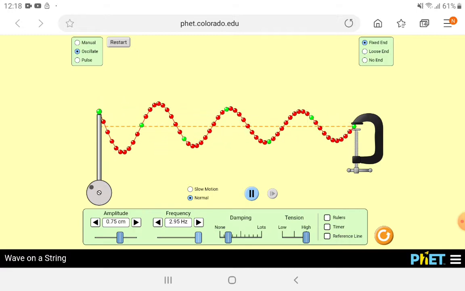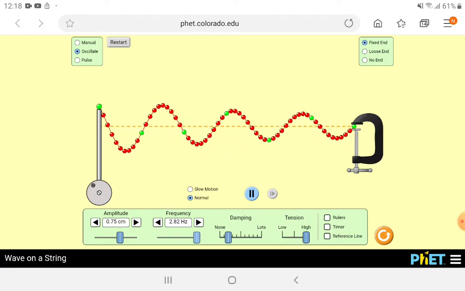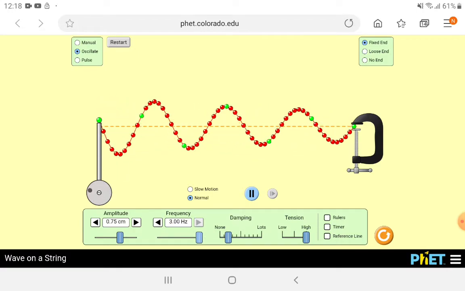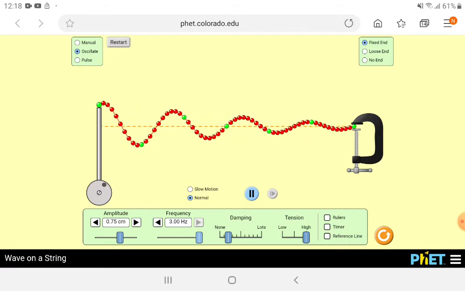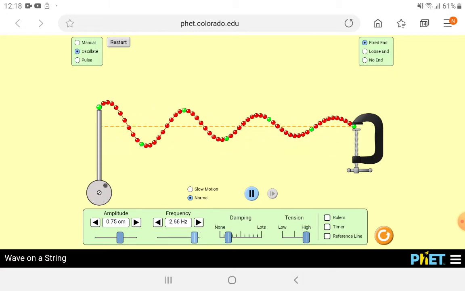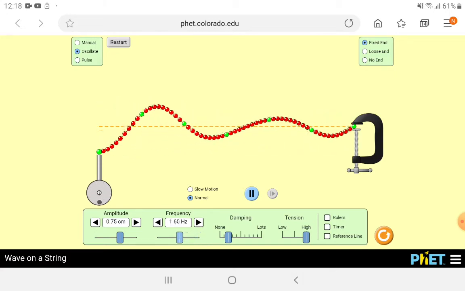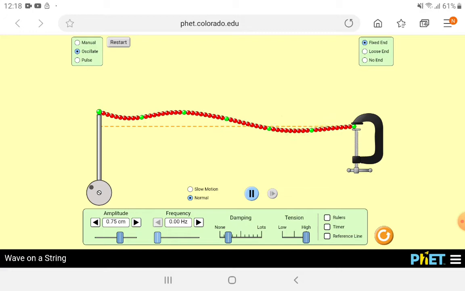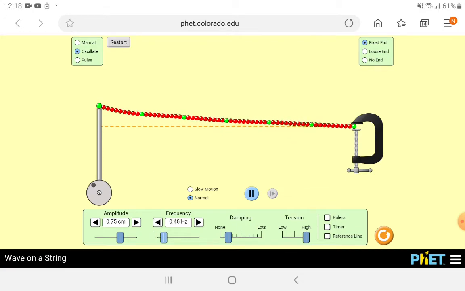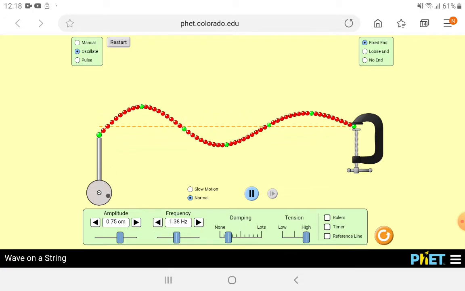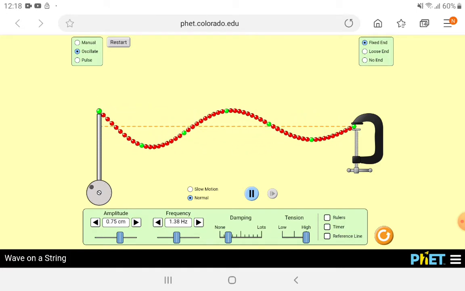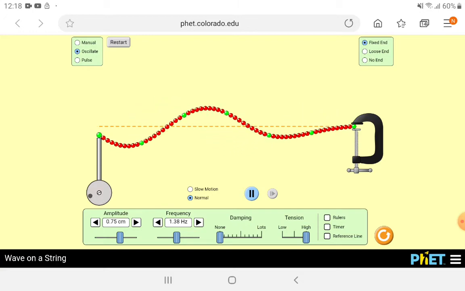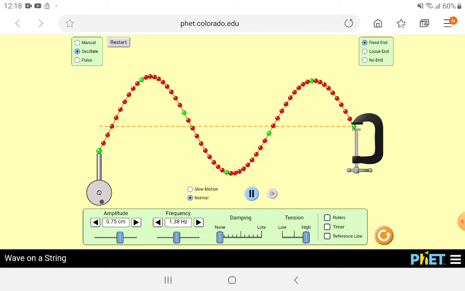And it's interesting to see, especially the green dots almost at the end. You see they hardly move, and we have maximum displacement. Let's lower the frequency even a little bit more. Standing wave, we don't want to have damping. This is a clear standing wave.